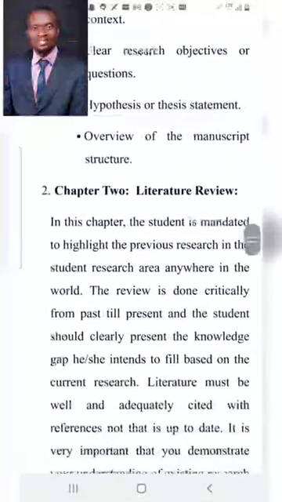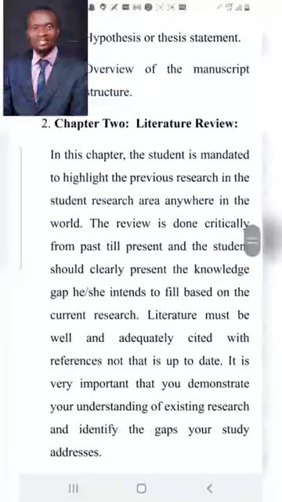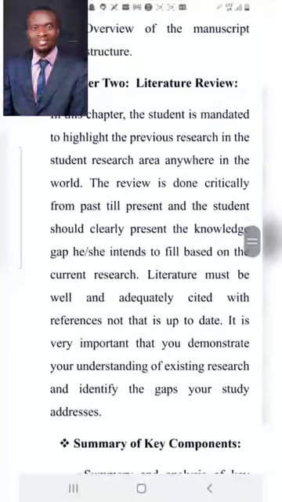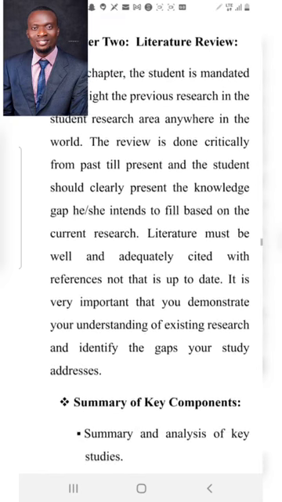Then chapter 2 is usually the literature review. In this chapter, you, the student, are mandated to highlight the previous work, that is, the previous researchers that have done one or two things in this very research area where you are trying to undertake your own research or that you are reporting. The review is done critically from past till present, and you also have to present the gap in knowledge, that is, the research gap. The research gap is what you are trying to fill in your current research.